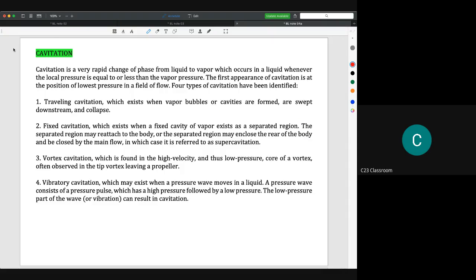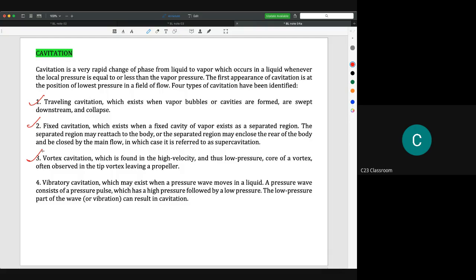Another phenomenon that you need to take care about when flow is around an object is cavitation. Cavitation is a very rapid change of phase from liquid to vapor, which occurs in a liquid whenever the local pressure is equal to or less than the vapor pressure. The first appearance of cavitation is at the position of lowest pressure in the field of flow, and 4 types of cavitation have been identified: the traveling cavitation, the fixed cavitation, the vortex cavitation, and also the vibratory cavitation.